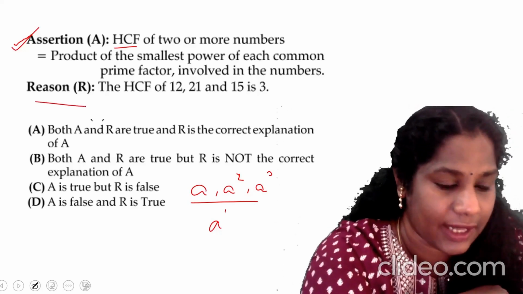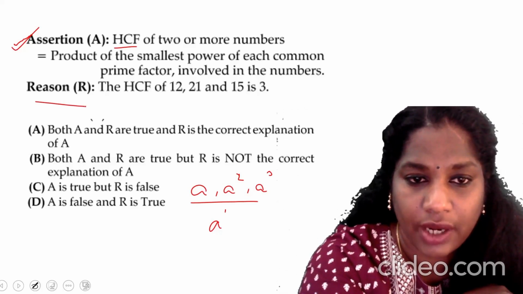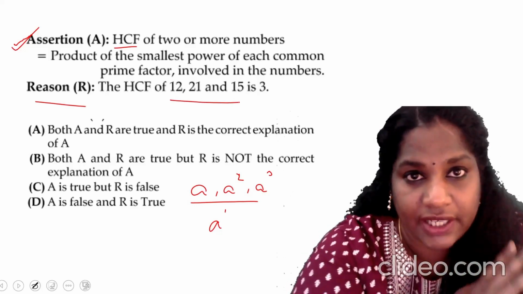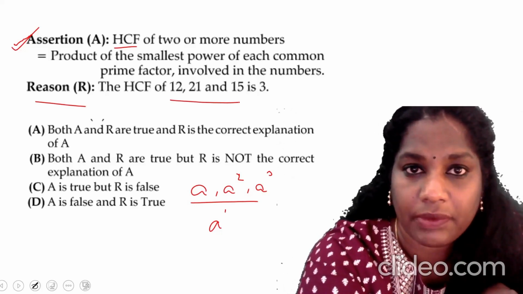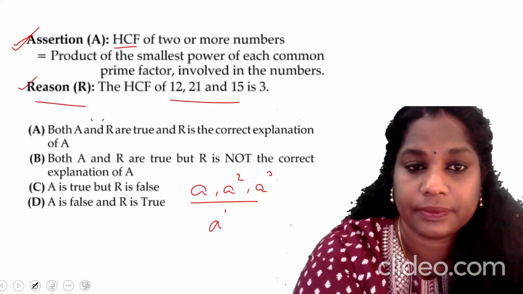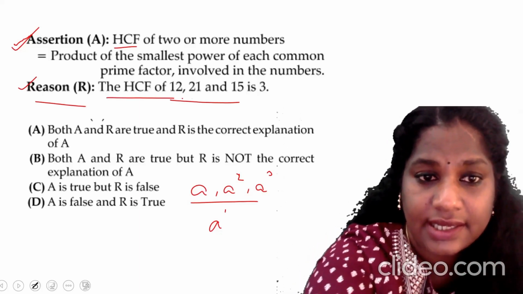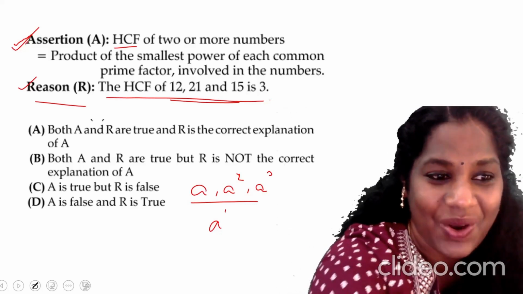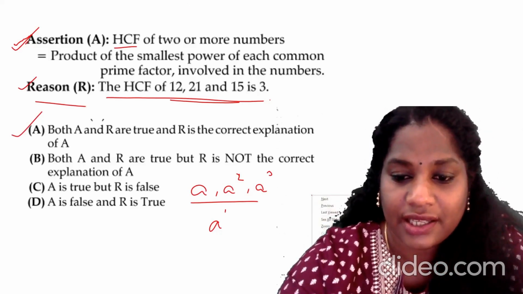What's happening in reasoning? The HCF of 12, 21 and 15 is 3. That's perfectly correct. All these three come in 3's table and 3 is the highest common factor. So reasoning is also correct. And what is the good point about this? Assertion is correct, reasoning is correct, and this is the perfect explanation of assertion. So which option? Option A. Correct? Good. So now let's go to the next option.